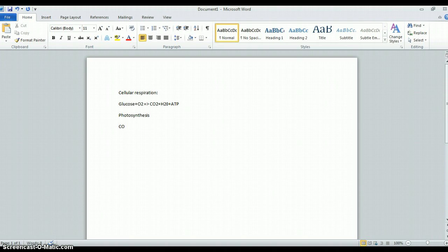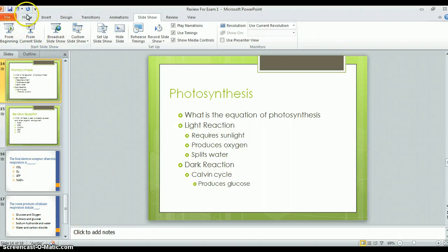So it requires carbon dioxide plus water, and then that goes to glucose plus oxygen, and this requires sunlight as well in order to do this. So those are the two equations you're definitely going to need to know. I could definitely see a couple of questions come off of that. So just be aware of that.